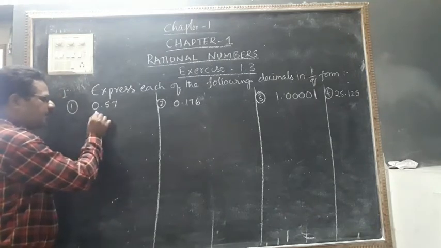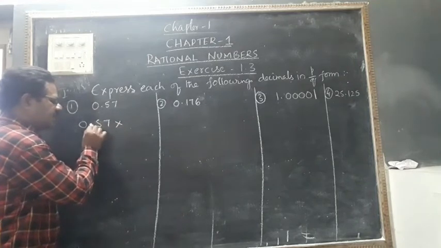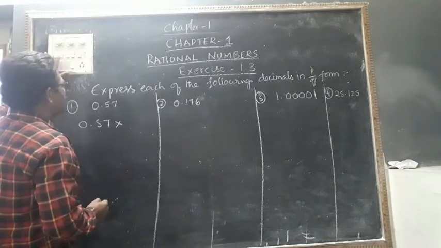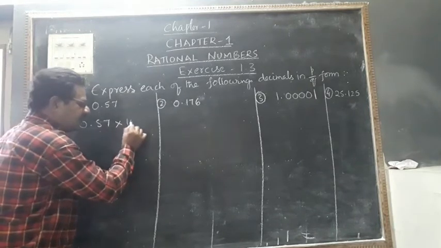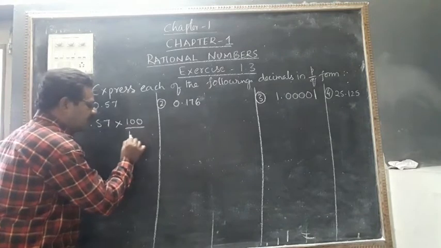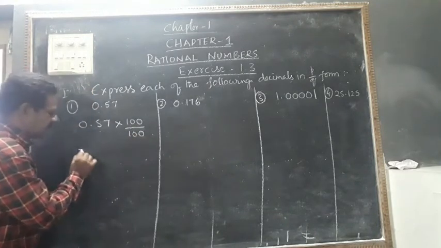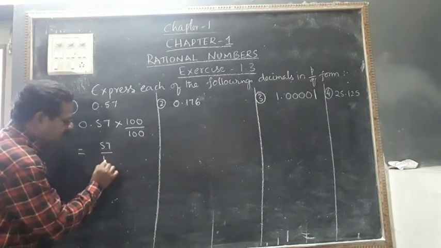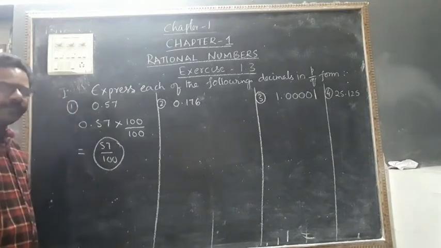In 0.57, after the decimal, two digits are repeating. That's why we have to multiply with 100 and divide with 100. Okay. Then we can get 0.57 into 100 is equal to 57 by 100. So, this is the first solution.